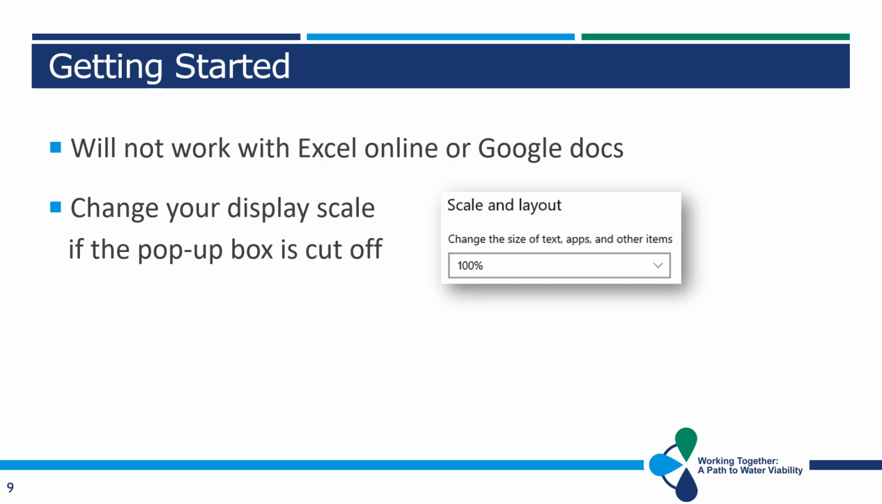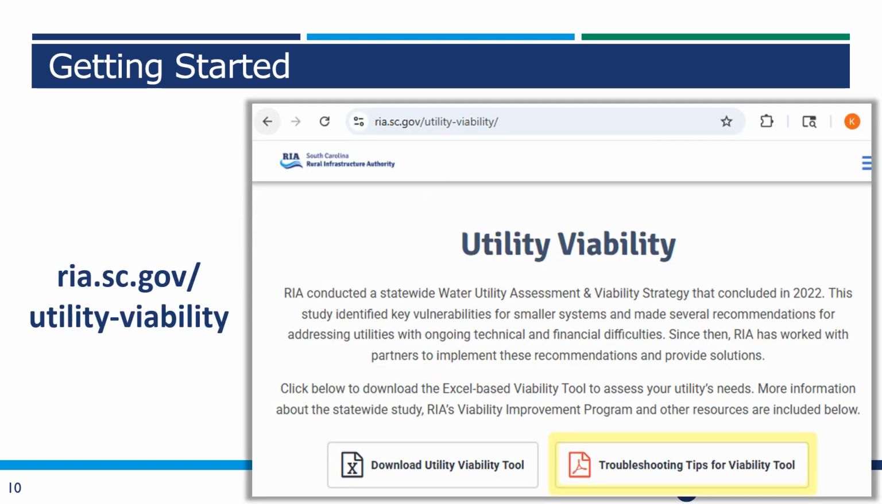A couple of other tips. Unfortunately, neither Excel Online nor Google Docs will run the macros in the file, so you need to be sure to download it and use it in the Excel app on your computer. And if you find that the pop-up box is cut off at the bottom, which may make it impossible to click the necessary buttons, try decreasing the scale in your display settings. These and other troubleshooting tips are included in a document posted in the same place on the RIA website as the tool itself.